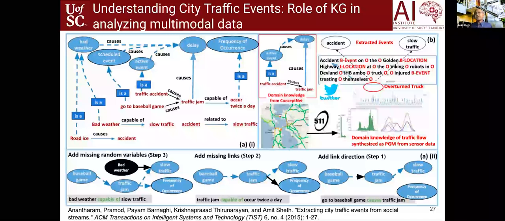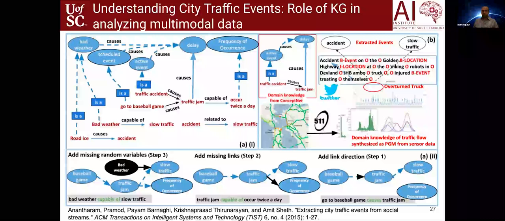So the same thing is true. In this case, during disaster, you can have sensory data, like those sensors on the road that can tell you about how many vehicles are going per minute from that particular road link, or there may be social media data.